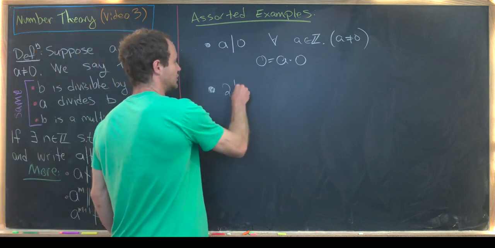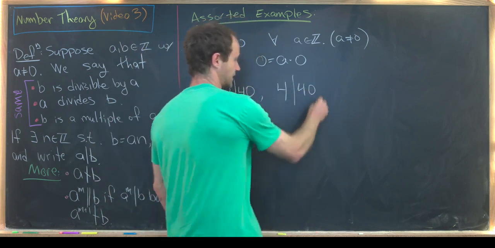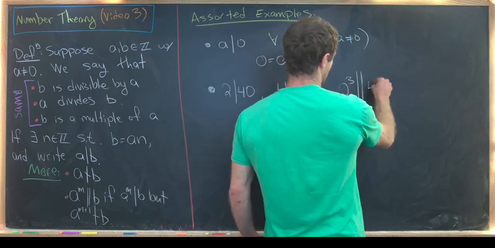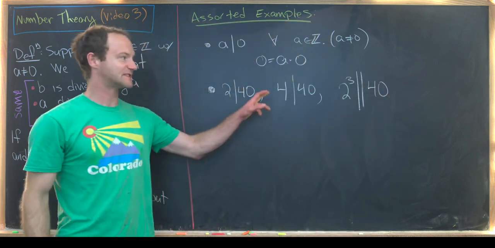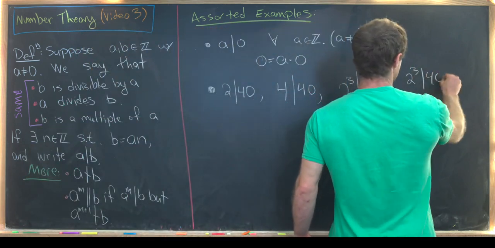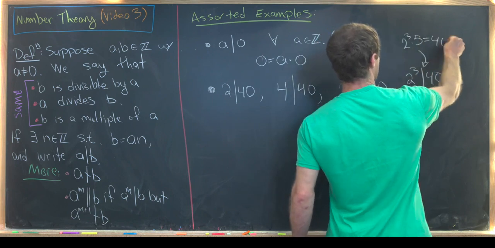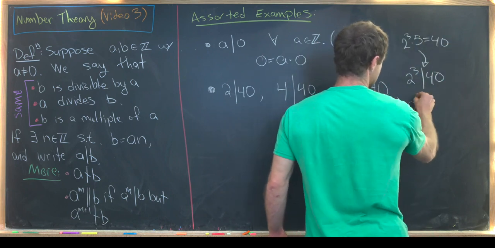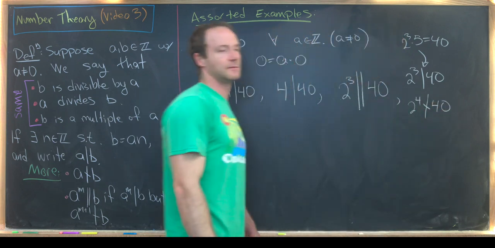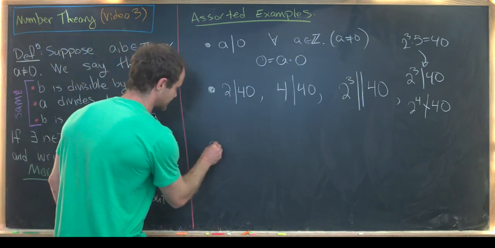Okay, well, let's run through some other examples. So notice 2 divides 40. In fact, 4 divides 40. But maybe we would write 2 cubed double divides 40. And that's because 2 cubed times 5 equals 40, but then 2 to the 4th, which is 16, obviously does not divide 40.